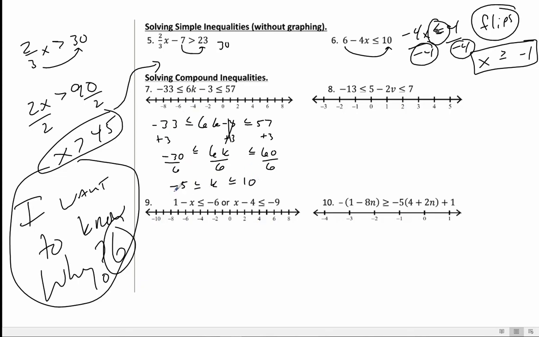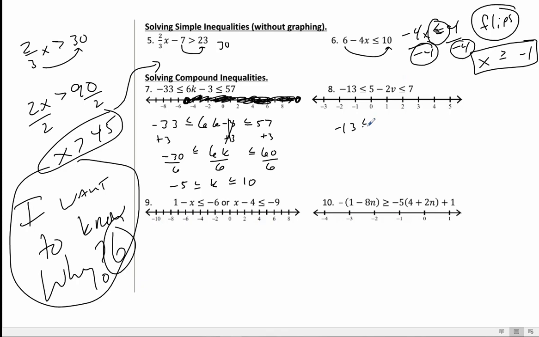Now I'm going to graph this. Closed dot on negative 5, closed dot on 10, which is way up here. Then I'm shading in the middle. Shade, shade, shade in the middle. There we go.